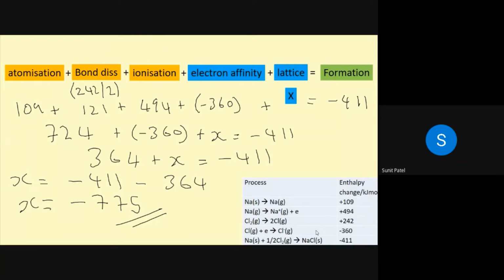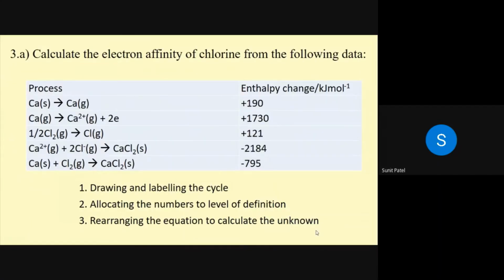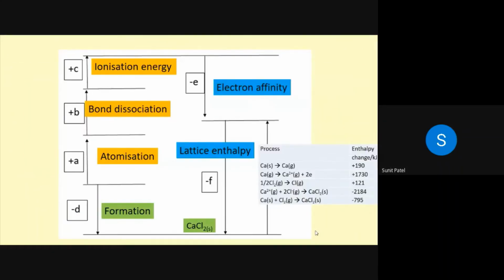Okay, once again, stop the video if you need to, so you can check through what's going on. Let's go to question number 3, part A. Again, we're calculating the electron affinity of chlorine from the following data. That's missing, but we've got all the other bits. So once again, we're going to go through the same steps again. So here we go. There's the cycle again. Let's go ahead and fill this in.